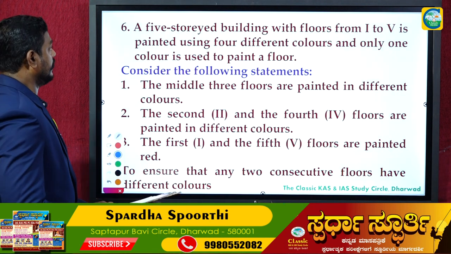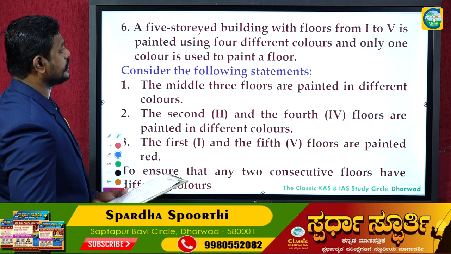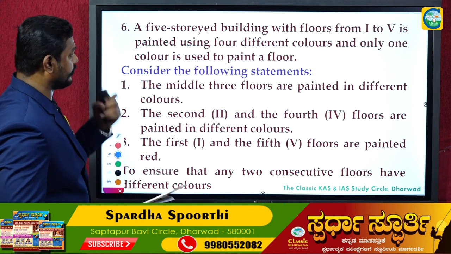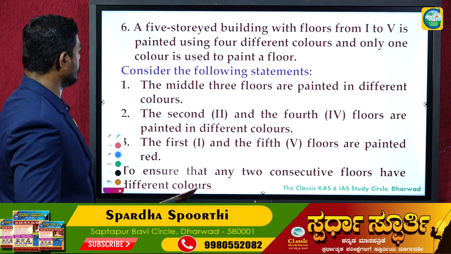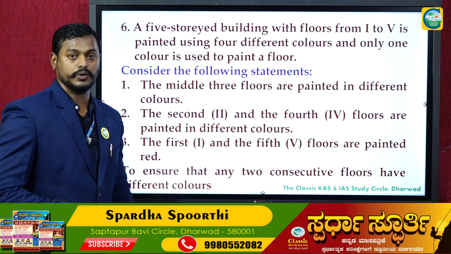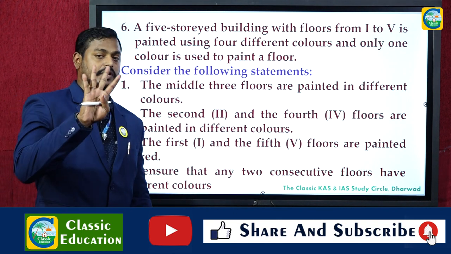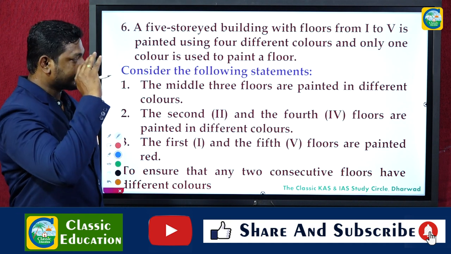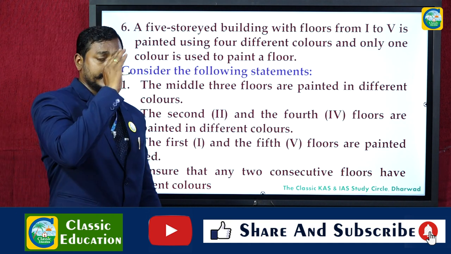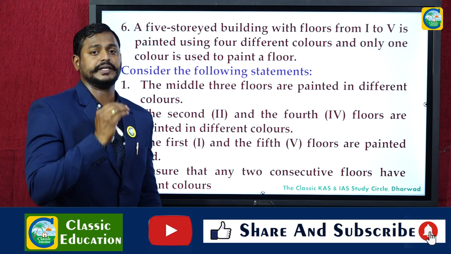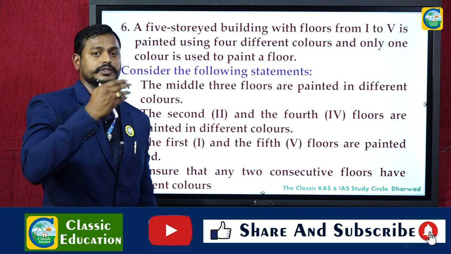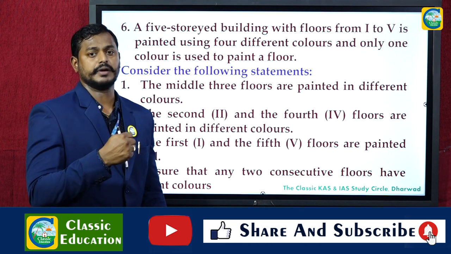Okay. A 5-story building with floors 1 to 5 is painted using 4 different colors, and only one color is used to paint a floor. Okay. There are 5 floors, friends. Then the colors of paint are only 4. Right. Then 5 floors, 2 floors will have the same paint, and the remaining 3 floors must be painted in different colors.